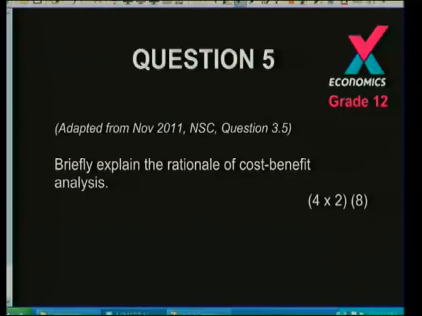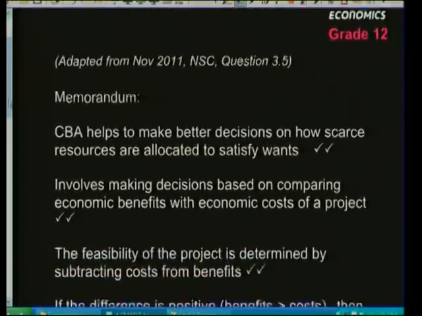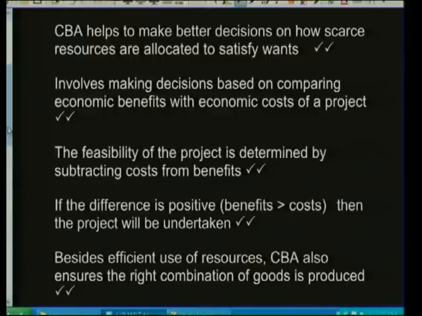Question 5. Briefly explain the rationale of cost-benefit analysis. This implies that the owner of the business must sit back and decide whether taking on this business is actually going to be really worthy by looking at all the expenses or the costs and all the benefits that will come from the specific operation. I'm going to show you the memo, so that we make sure that we don't skip anything and that you can be sure of what exactly you can include in a question like this.